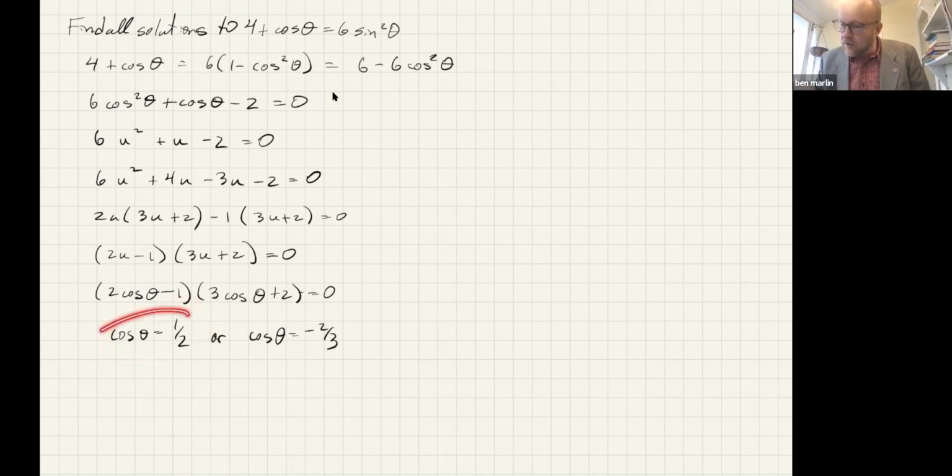So for this one, the first thing that you need to notice is what the reference angle is. So cosine theta equals 1/2, or if it was minus 1/2, either way, you have to think about what reference angle has a cosine being 1/2.